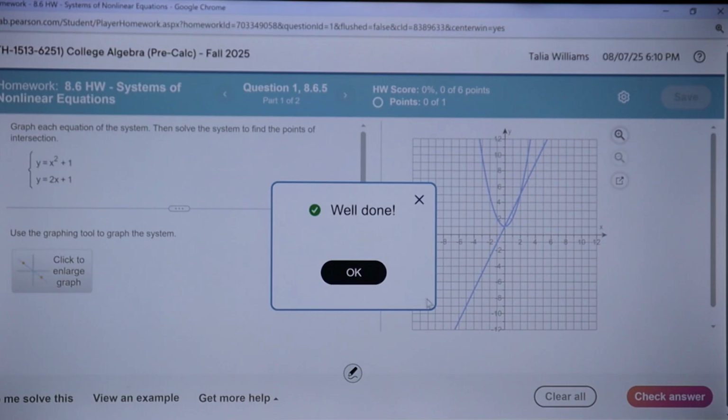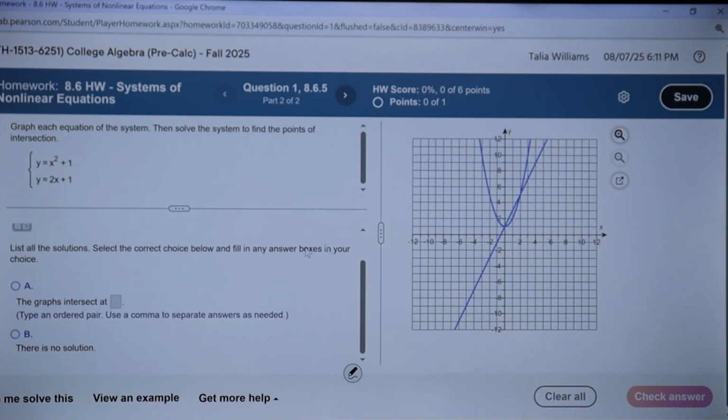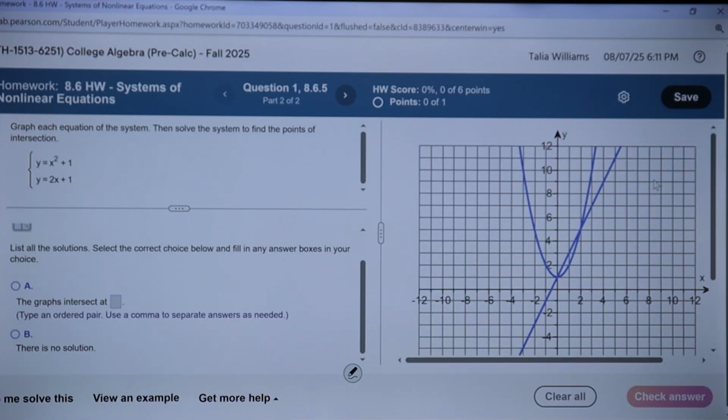Save, check my answer. Okay, then they want me to tell them where the graphs intersect. So it's going to be this point right here and this point here. I can zoom in on my graph and check this just by graph. So I know both of them are at 0, 1 because I graphed that point on both of these graphs. And then my other point where they cross, it's going to be at 2, 5. And I'm just looking at my graph to find that.